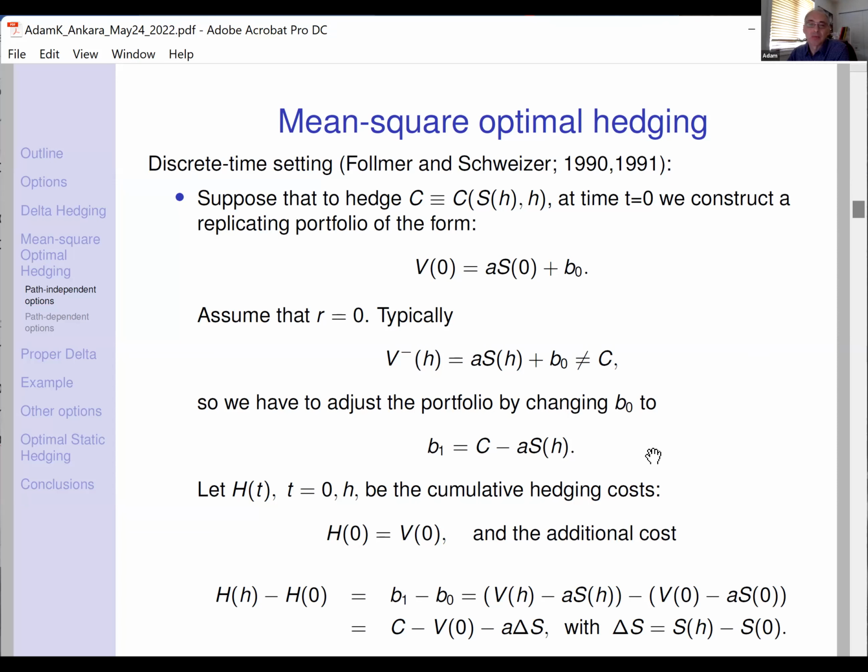So this means I have to inject or possibly withdraw a certain amount to adjust the portfolio to make it equal to the target. So what are the costs of doing this? The initial cost of setting the portfolio plus the cost at maturity to rebalance the portfolio to make it equal to the target. And at the bottom, we see there is a representation.